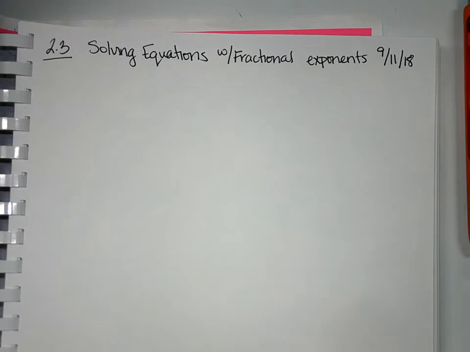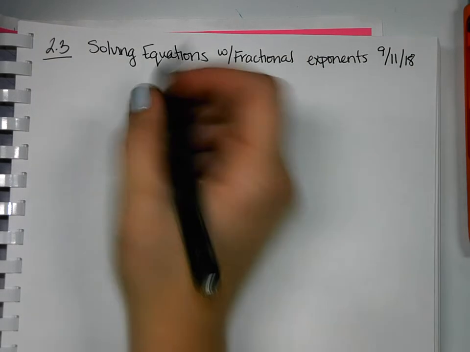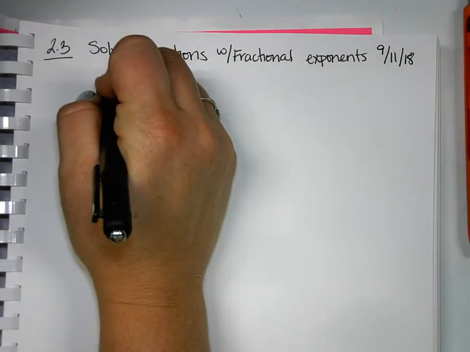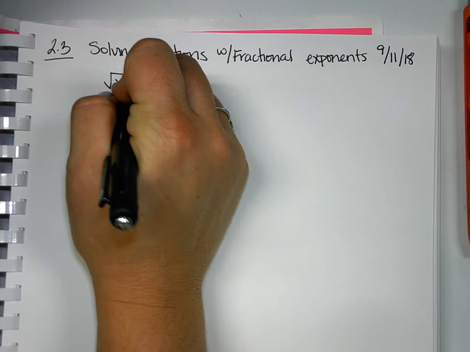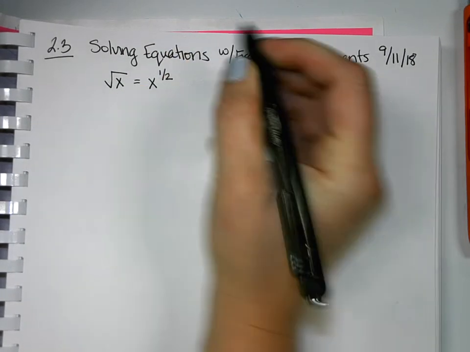Alright, so this next section we're going to be looking at how to solve equations, but we're going to have fractional exponents now. So how can we deal with that? Before we get too far into this, I want to go back over how the square root of x is equal to x to the 1/2.